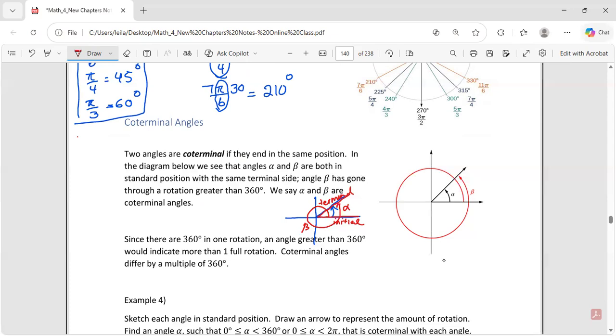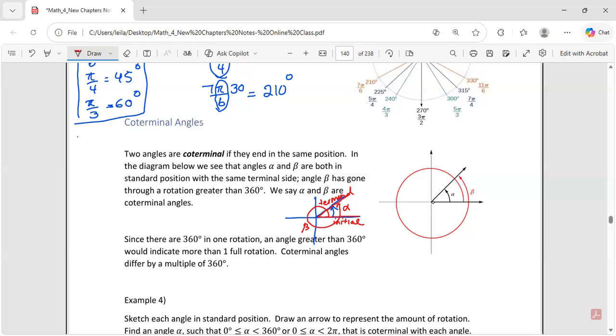Because after every one rotation, you can get a new angle that's coterminal with the first angle. After the second rotation, you get another angle, which is coterminal. After the third rotation, the fourth rotation. So you can find infinitely many coterminal angles. You can also find some coterminal angles in a negative direction.